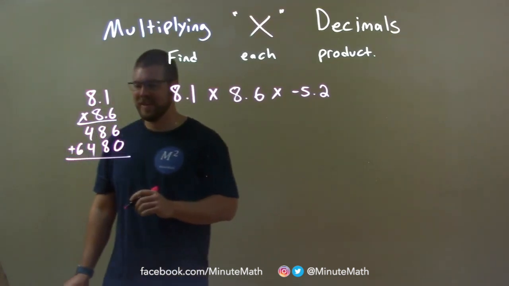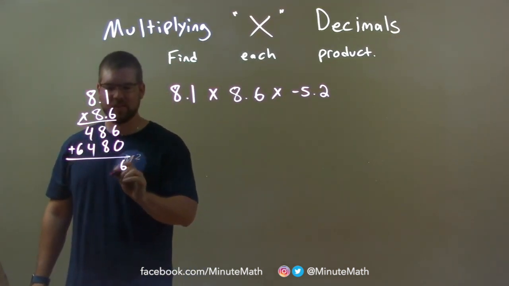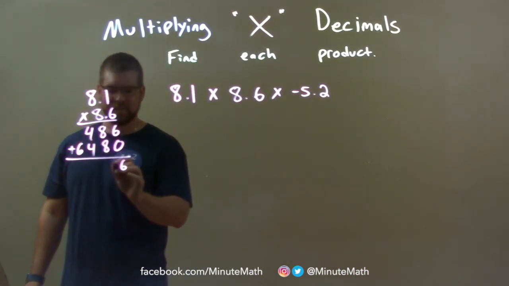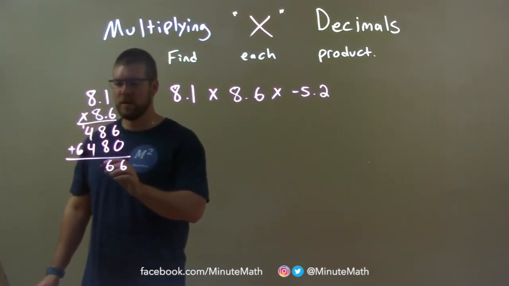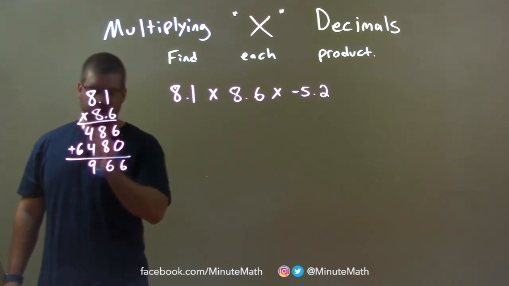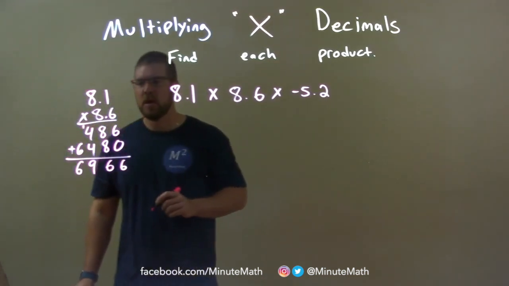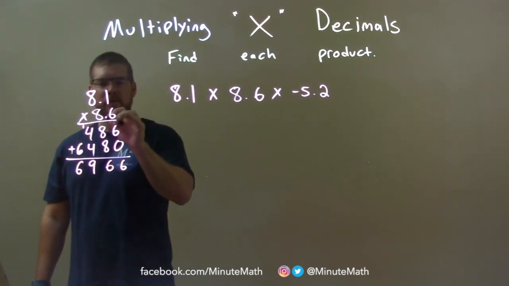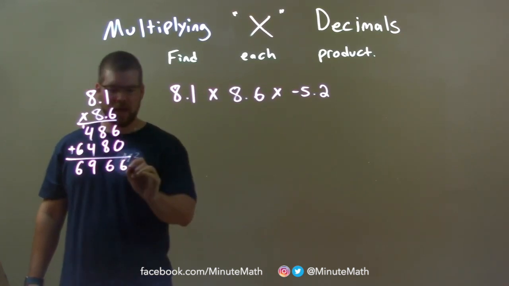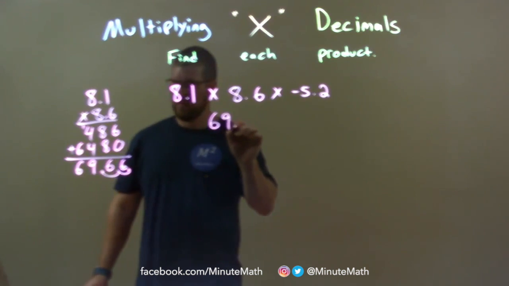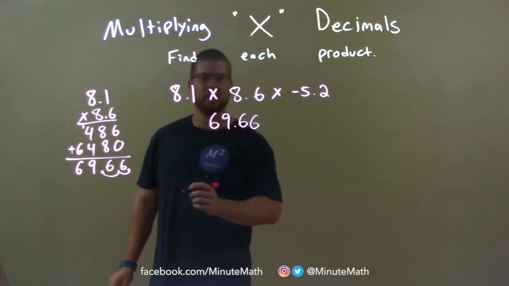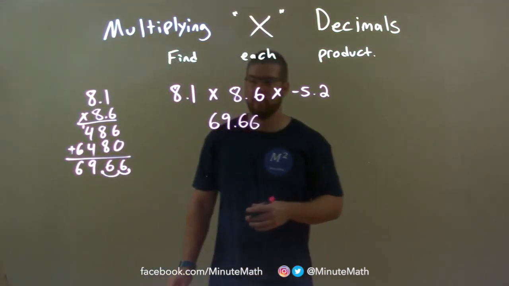Add the two numbers together. 6 and 0, 6. 8 and 8 is 16, right? 16, carry the 1. 4 plus 4 is 8, plus 1 is 9. And 6 and nothing is a 6. So now we have 2 decimal places, right? 1 for each number, so we have to add those in. 1, 2. And so here we have 69.66, okay? And a positive times a positive is a positive.